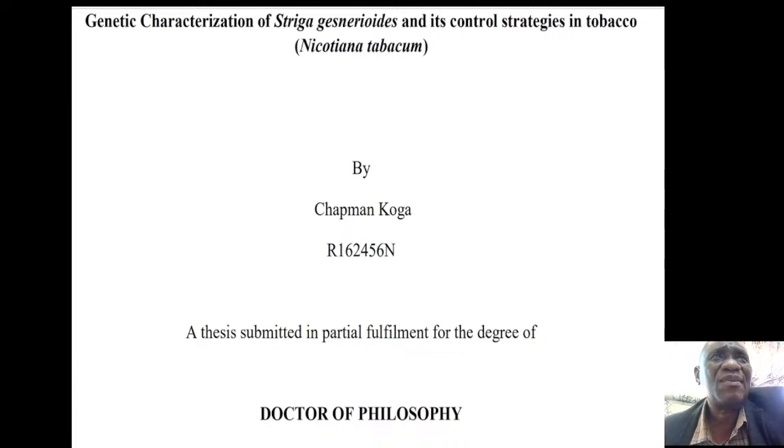So Koga was one of our DPhil students who worked on Striga gesnerioides and its control strategies in tobacco. So the topic was genetic characterization of Striga gesnerioides and its control strategies in tobacco, Nicotiana tabacum. That was his PhD title.